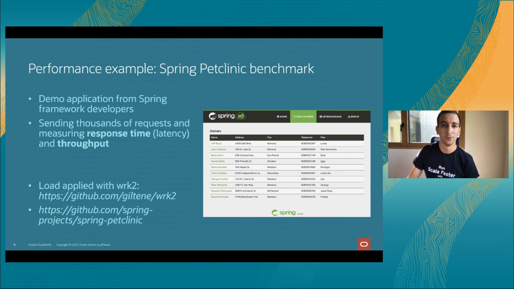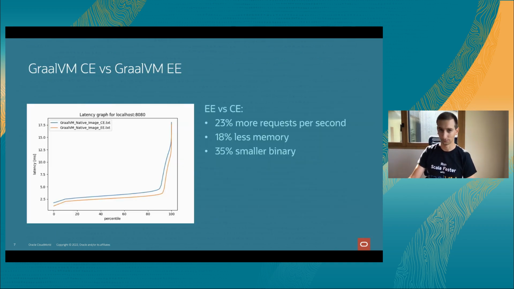So let's look at performance of the GraalVM Community Edition versus the GraalVM Enterprise Edition. In this slide, I show the Community Edition in the graph in blue and the Enterprise Edition in orange. The chart we see is what we call a latency graph or latency distribution. This is an aggregate of all response times that we have seen across the duration of the experiment.